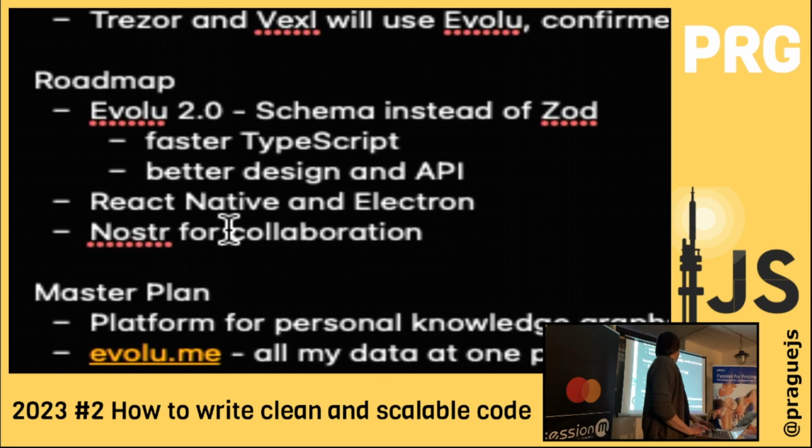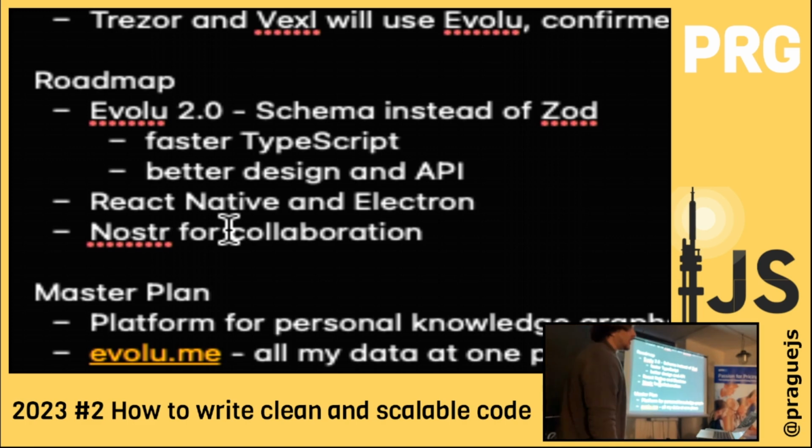Next thing, I want to support native and Electron. It's because React Native has a SQLite binding, and for Electron, all browsers except Internet Explorer. Do you know what Internet Explorer is?